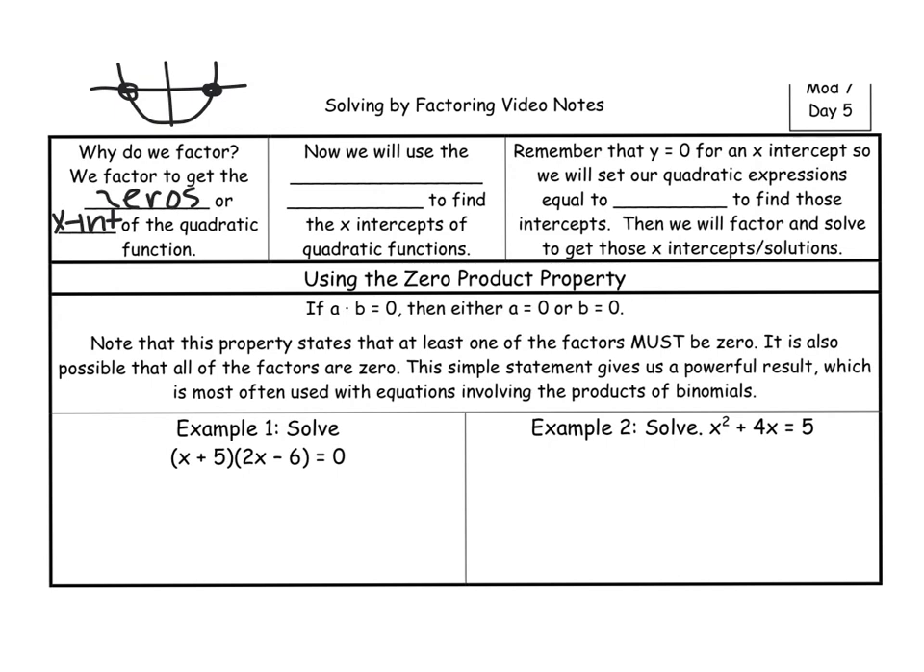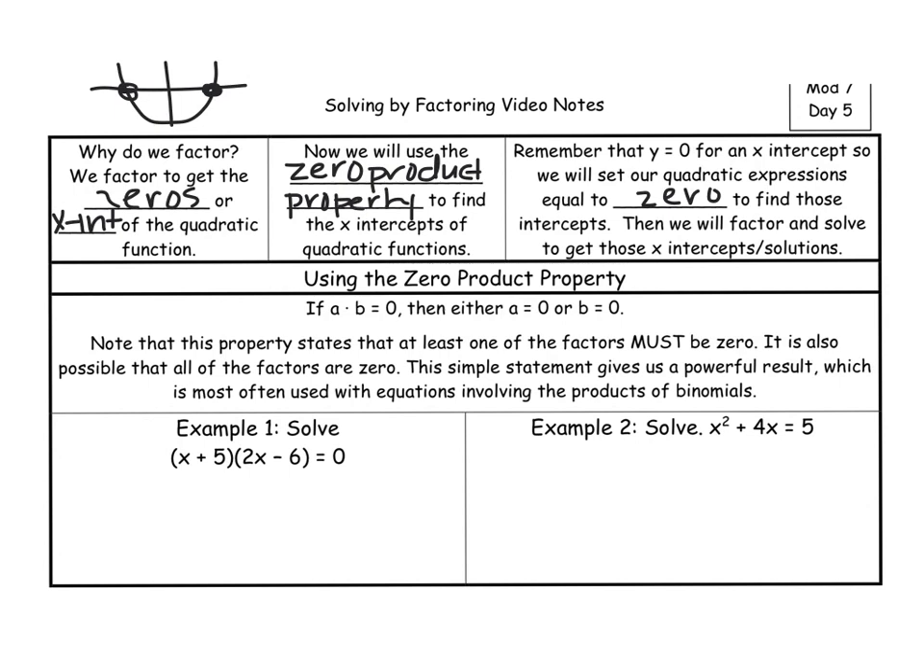So today we're going to use the zero product property, which I'm going to show you what that means, to find the x-intercepts of the quadratic function. Remember that y equals 0 for an x-intercept. So we're going to set our quadratic expressions equal to 0 to find those intercepts. Then we'll factor and solve. So first of all, let's talk about the zero product property.